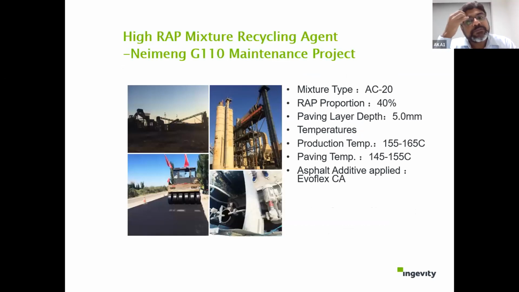So this is another project which we did in China. Again, AC20 is the grade that they use. Here 40% RAP was used. Since it was 40%, only the rejuvenator was used here. The paving temperature was typical of hot mix, so there was no rise in temperature. You can see the production temperature was typically the same hot mix temperature, 155 to 165, and the paving temperature was 155. It seems a little high here; in our case, usually the paving temperatures are lower if our hauling distances are more.